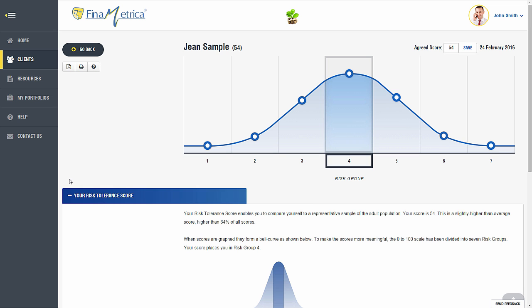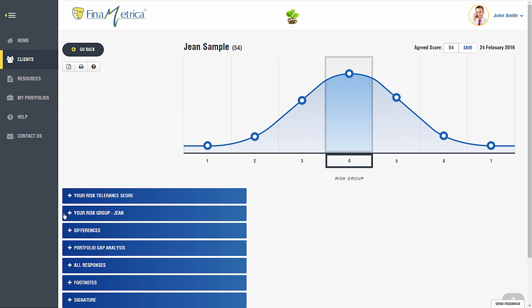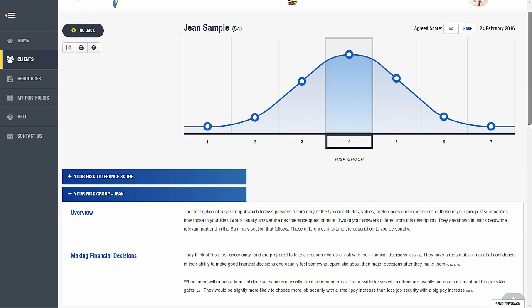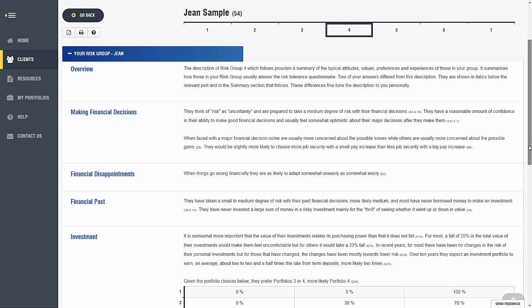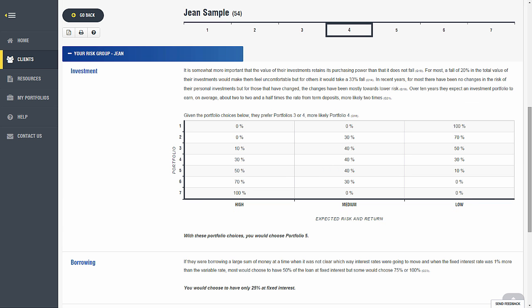Once you have dealt with any concerns about the accuracy of the score, move on to the Your Risk Group section of the report. At the end of this process, you and your client may decide to work with a different agreed score. Here, the risk group description shows how those in Jean's risk group typically answer the questionnaire. The risk group description, as modified by the reported differences, is a summary of the answers Jean gave. You should explore any reported differences, and you must explore differences reported in the investment section.